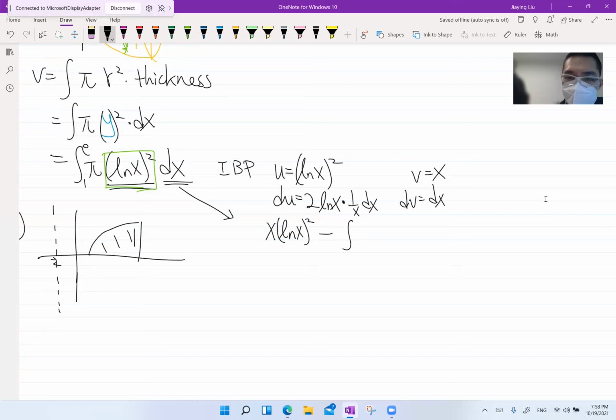So if I take x multiplied with du, I get 2 natural log of x, 1 over x, multiplied with x, and then dx. So the x cancels, giving me 2 natural log of x remaining. If I do it correctly, yes, the x cancels, and the 2 I can put outside. So I basically have this. And then for this integral, I'm going to have to use integration by parts again.